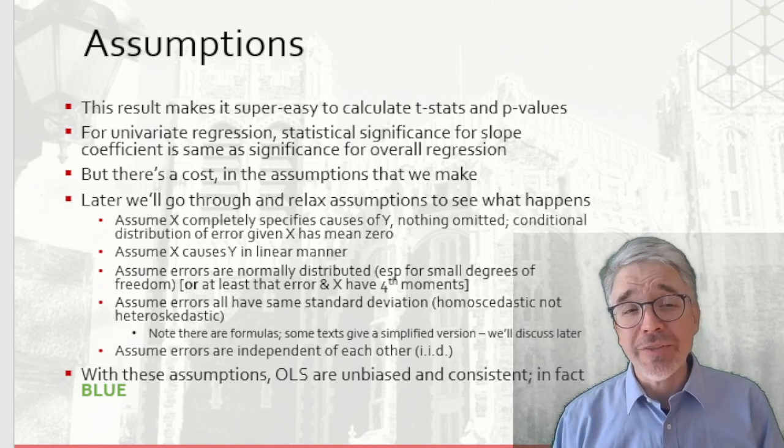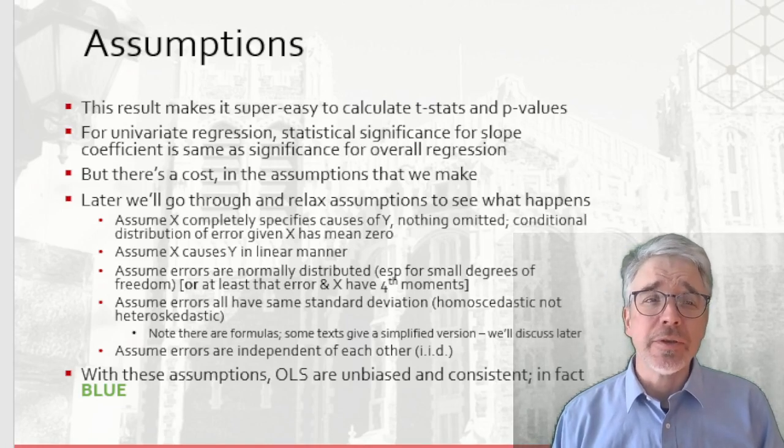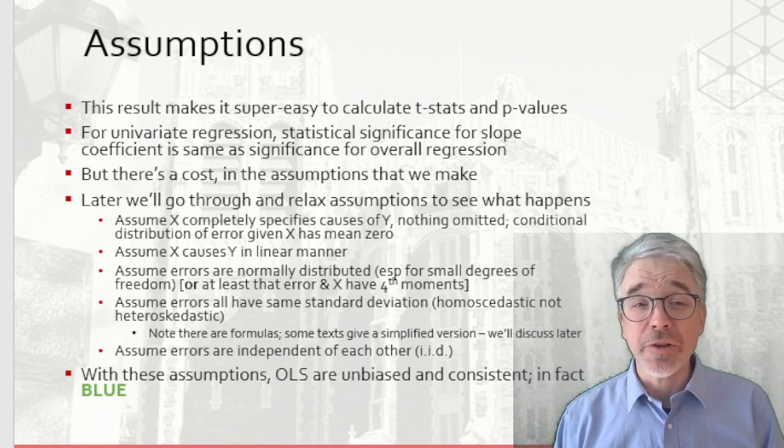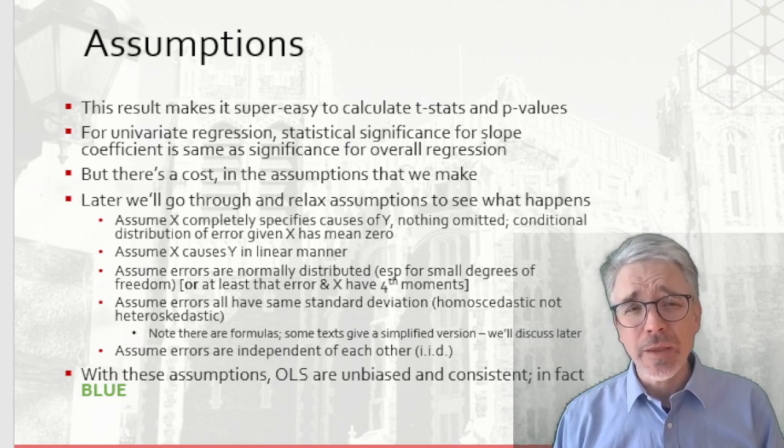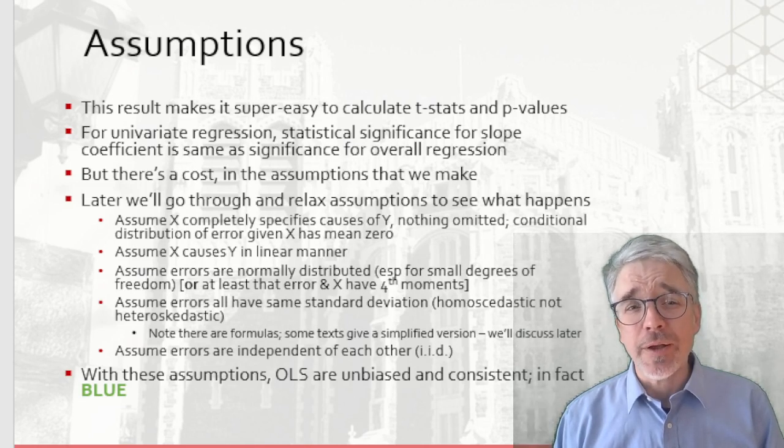One of the reasons we'll often add more x variables is because of that. We also have to worry, might there be some reverse causation? Is there a reason to think that y is going to cause x? We could also assume that x causes y in a linear manner, which is why we're drawing a line.